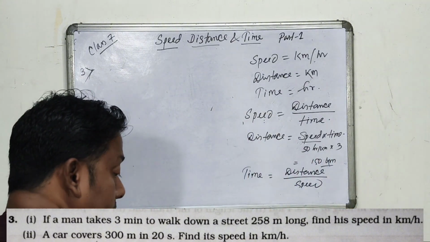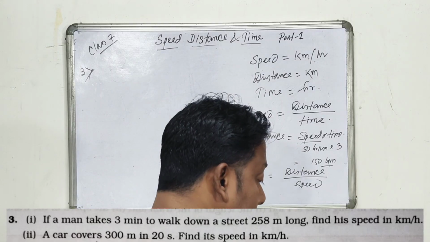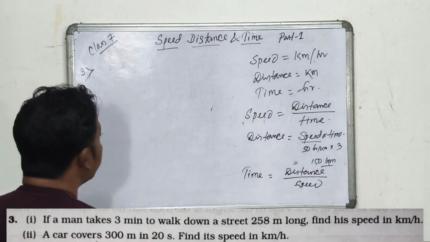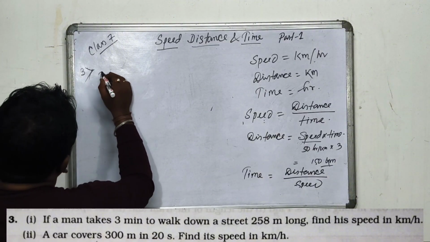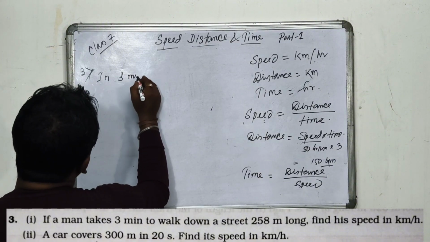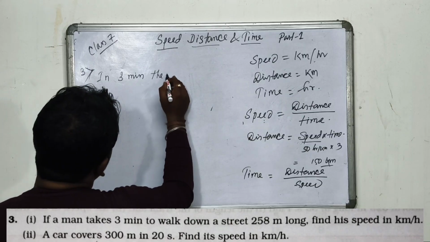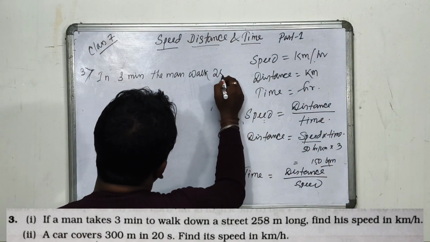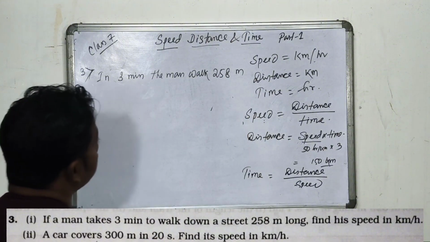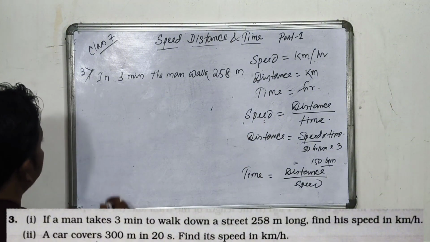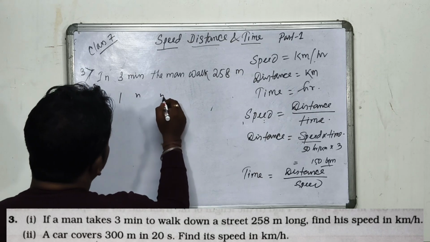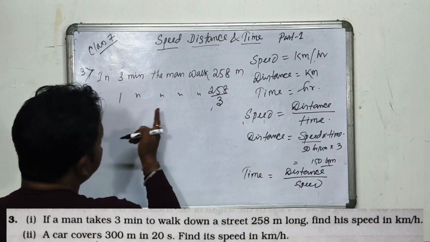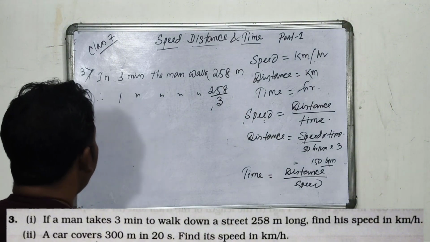That means the man takes 3 minutes to walk. So we are using the unitary method. In 3 minutes the man walks 258 meter. Okay. Therefore in 1 minute the man walks 258 by 3. In the unitary method, this value is the division part.